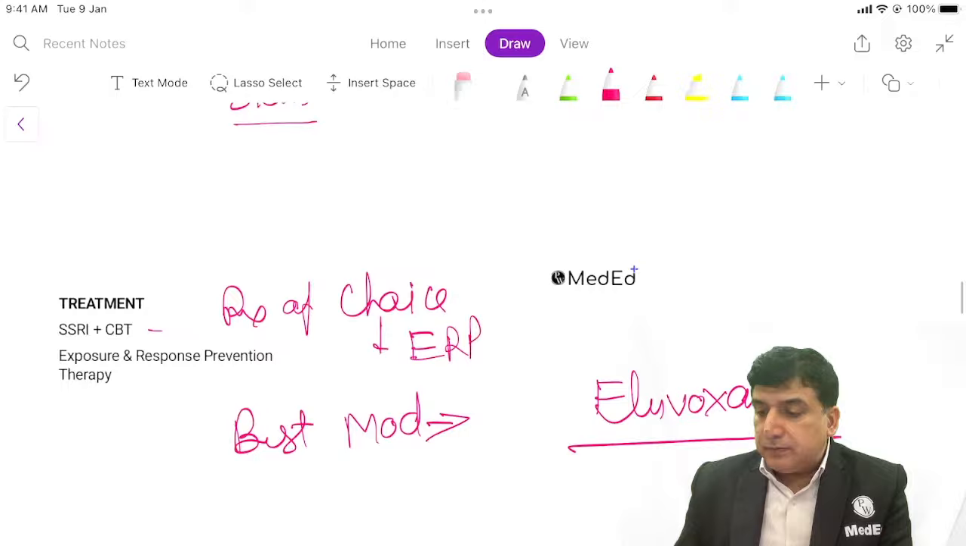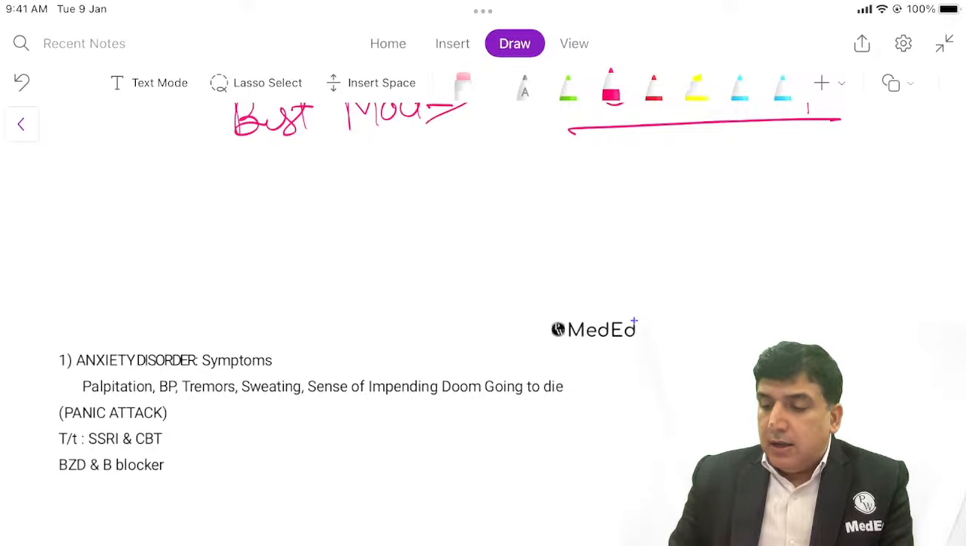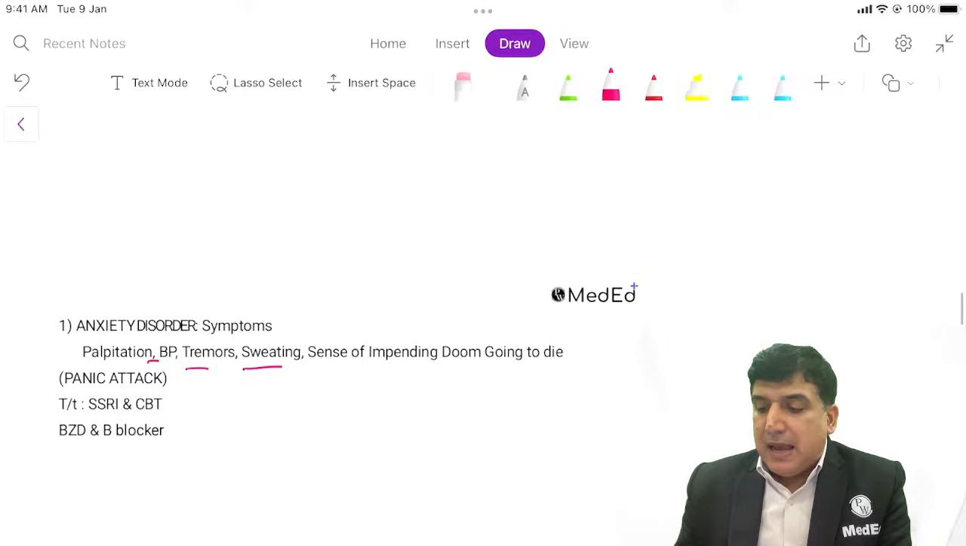Anxiety disorder. What are the symptoms of anxiety disorder? We have increased heart rate or palpitation, increased blood pressure, tremor, sweating, respiratory difficulty, a choking sensation, and a sense of impending doom. The patient feels that he or she is going to die. Then we call it a panic attack. These are the somatic and psychic symptoms.